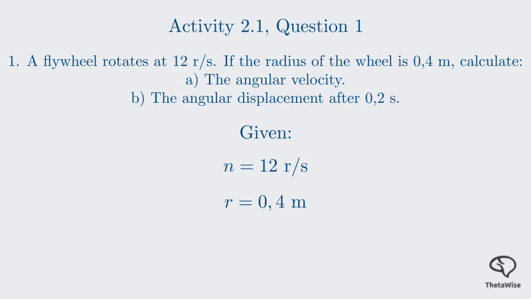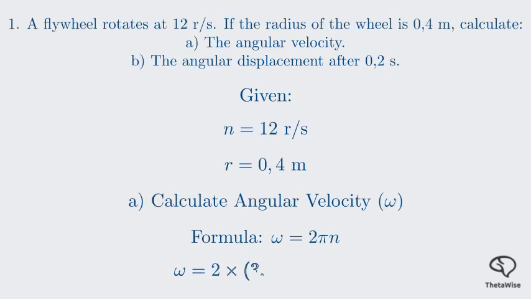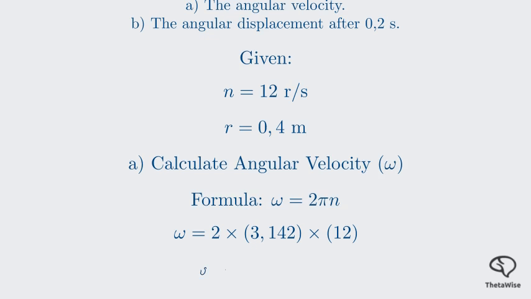Now let's solve part A, finding the angular velocity. Our goal is to find omega. We use the fundamental formula connecting angular velocity and rotational frequency. The formula is omega equals 2 pi n. Now we substitute the value for n and for pi, as per our instructions. Substituting, we get omega equals 2 times 3.142 times 12. Performing the multiplication, we find that omega is 75.408.